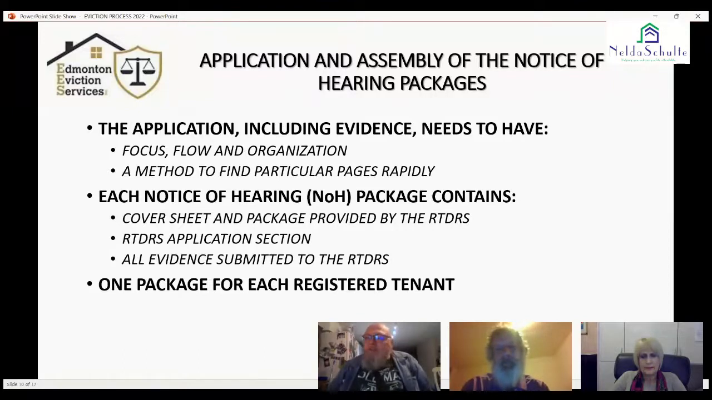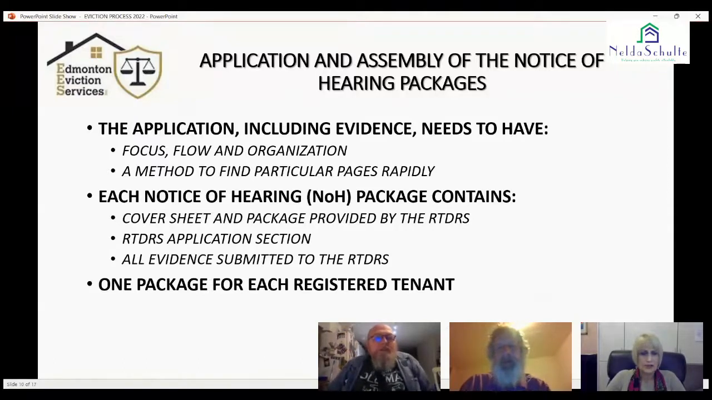So if you have extra evidence or more evidence comes up, which happens from time to time, before the hearing, you can add it. You've got to send it to the tenant at the same time, and it's all got to be done minimum 24 hours before the hearing, and that 24 hours is meant to be one business day. So weekends don't count. And then each registered tenant gets a package. So if you've got 5 people living in there, you've got to serve 5 copies when you serve it.